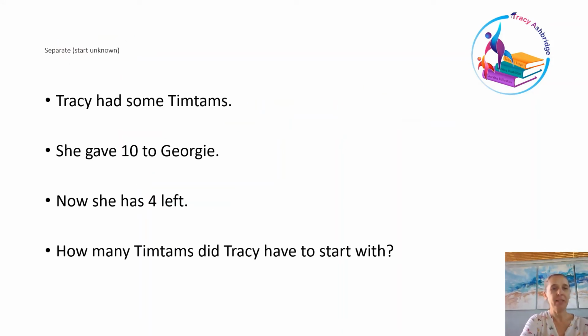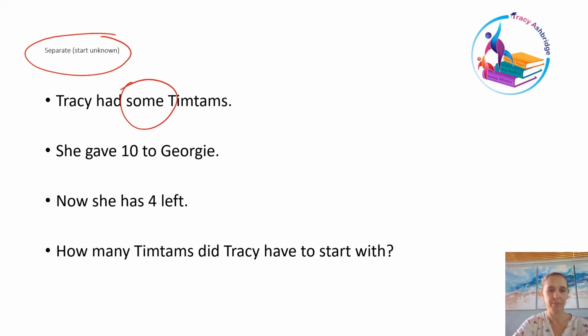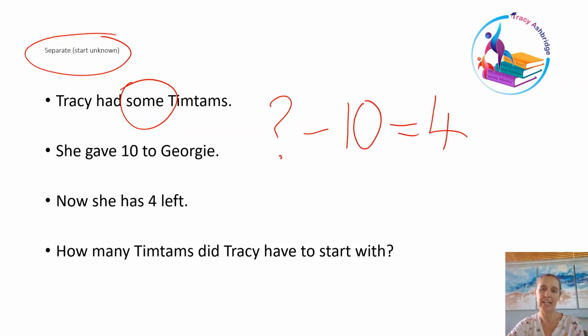This time separating, but this time the start number is unknown. I had some Tim Tams. I gave 10 to Georgie, and now she's got 4 left. So Tracy had some Tim Tams. We don't know how many. She gave 10 to Georgie, and she's got 4 left. So how many did she have to start with? She would have had 14 to take away 10. And some students will know that the 4 and the 10 go together and make up the 14, and others will solve it in different ways.